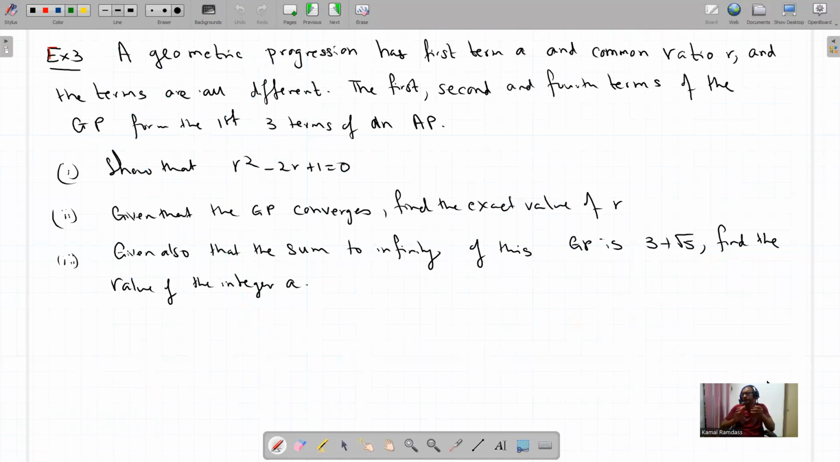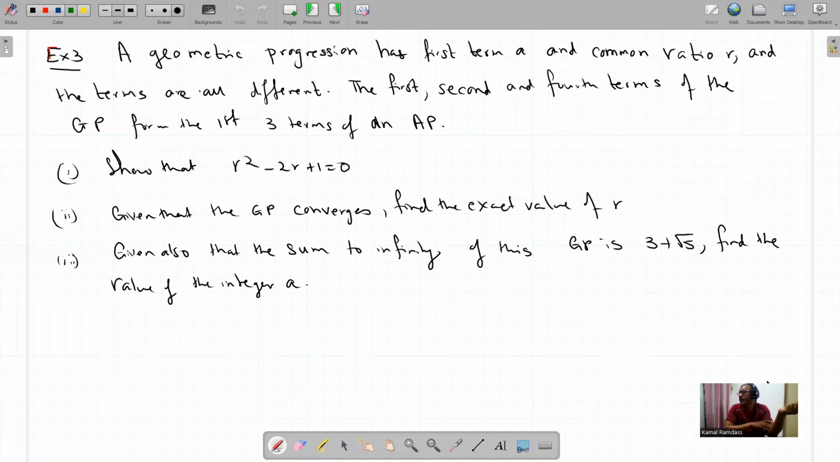Last question. A geometric progression has first term A and common ratio R, and the terms are all different. This means that A is not equal to 1, because if A equals 1, the terms will be the same. Then there is no geometric progression.